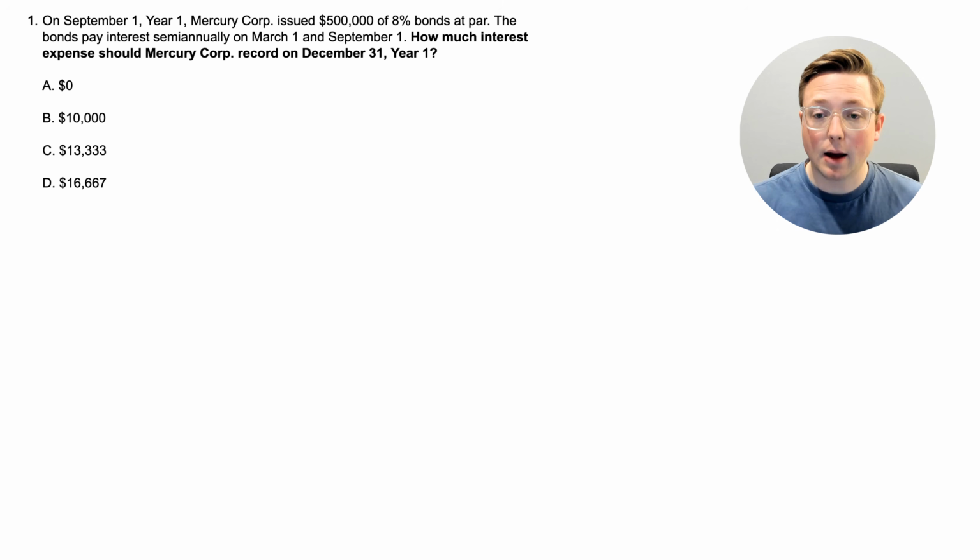So let's start here. How much interest expense should Mercury Corp record on December 31st, year 1? Okay, we're dealing with interest expense, and we know that from the blueprint topic. On September 1st, year 1, Mercury Corp issued $500,000 of 8% bonds at par. The bonds pay interest semi-annually on March 1st and September 1st. How much interest expense should Mercury Corp record on December 31st, year 1?